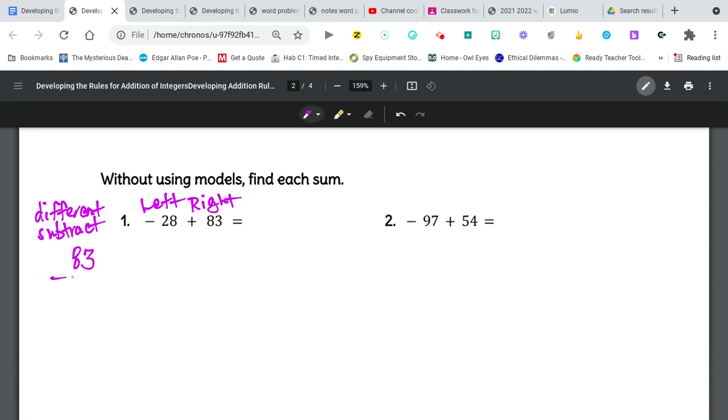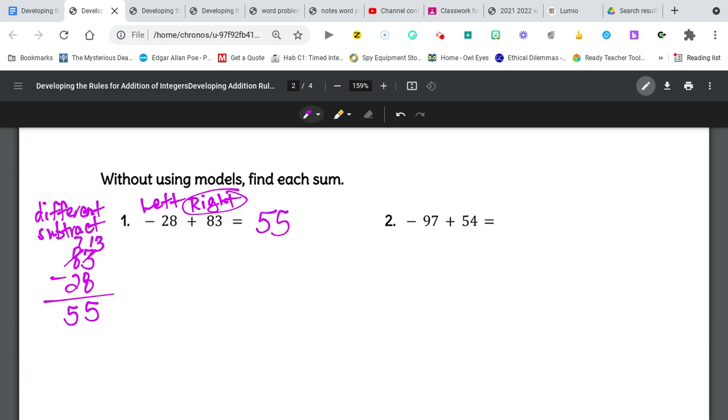83 is the larger group. I'm going to have to regroup because I can't start off with a 3. So that becomes a 7 and that becomes a 13. 13 minus 8 is 5 and 7 minus 2 is also 5. Now I have more positives than negatives, or you can say it's more to the right than it is to the left. And the numbers that are left on the right side of 0 are positives.